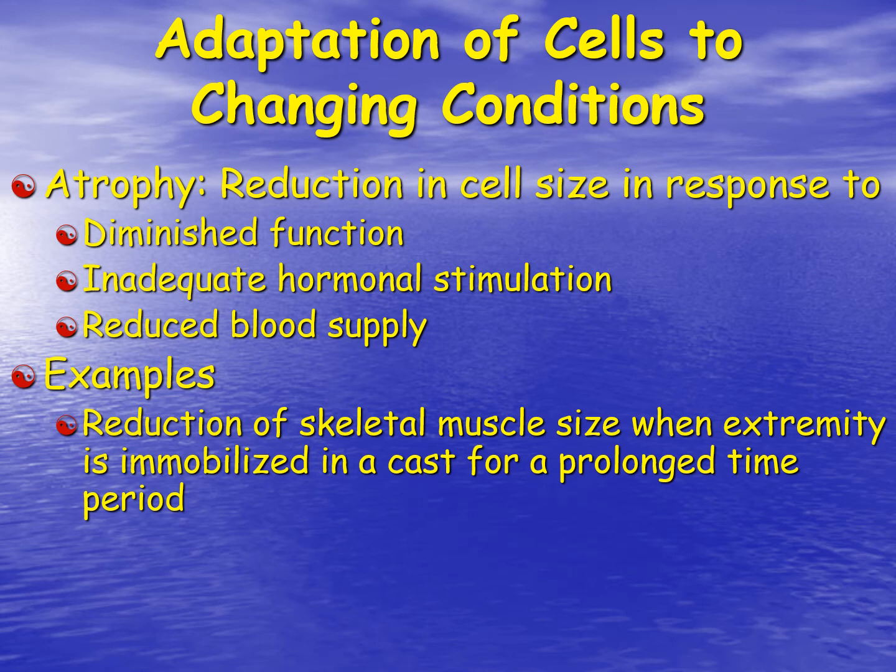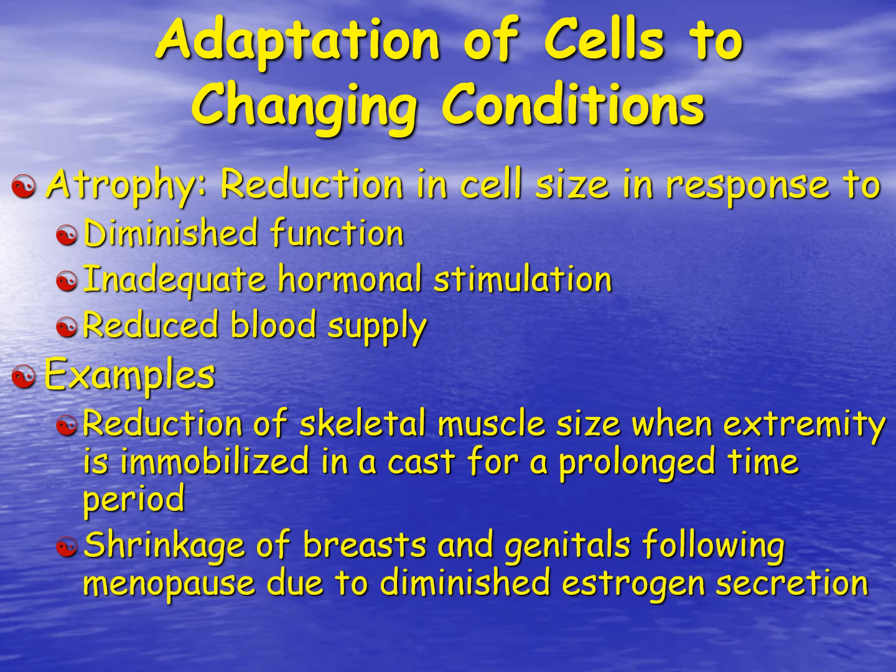You're not using the muscles, and so the muscles go, why should I make all this actin and myosin? I'm not going to be using it, and so it shuts down the production, you lose protein, and the cell actually shrinks in size. Shrinkage of the breast and genitals following menopause is actually due to diminished estrogen secretion and other hormones, and so we'll actually see those tissues begin to atrophy.